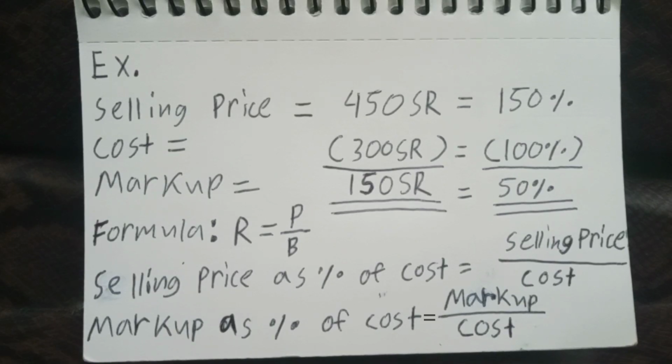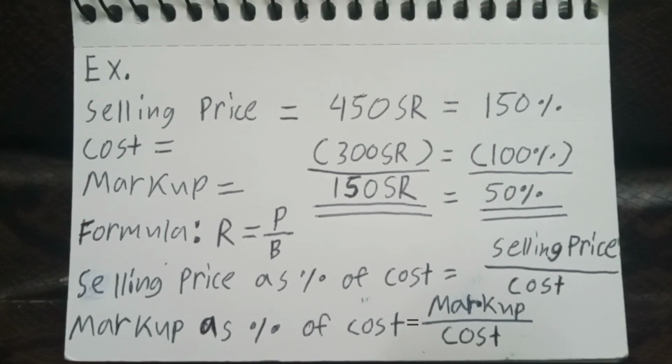And for our second example, the markup in percent could be expressed as either based on cost or based on selling price. Markup is based on cost if cost is taken as 100%, it being the base, to express the markup in terms of percent based on cost. As you can see, the formula shows rate equals percentage divided by base. So selling price as percent of cost equals selling price divided by cost, and markup as percent of cost equals markup divided by cost.